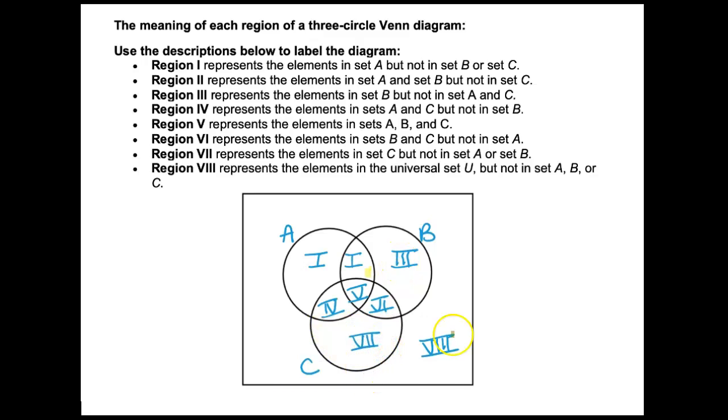And then last, we've got region 8, and that would be the region that has all of the elements that are outside of all three circles. So that would represent elements in the universal set, but not in sets A, B, or C. Or you could think of it as all elements that are not in A, B, and C.